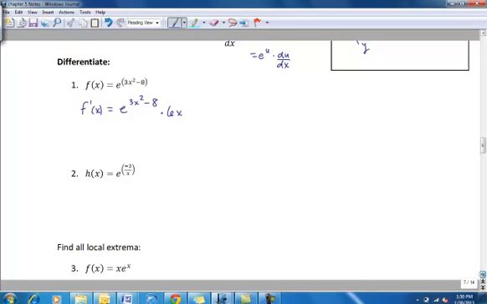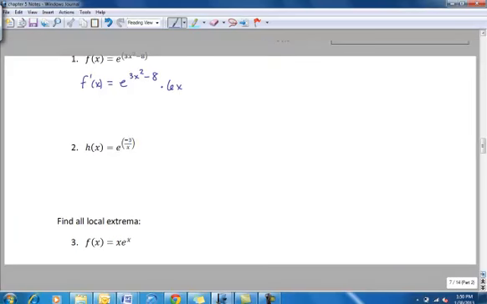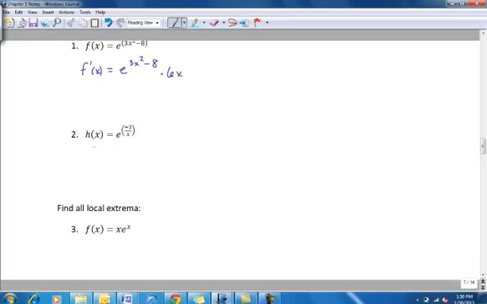All right, I'd say with number 2, we should probably rewrite just a little bit. So let's write h of x is equal to e to the negative 3 times x to the negative 1.